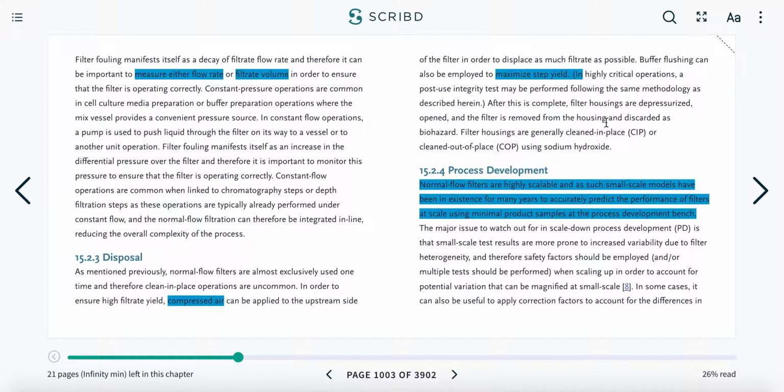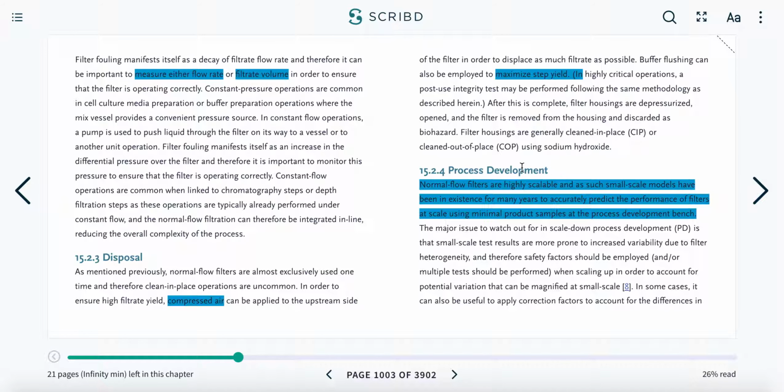After this is complete, filter housings are depressurized, opened, and the filter is removed from the housing and discarded as biohazard. Filter housings are generally cleaned in place or cleaned out of place using sodium hydroxide.